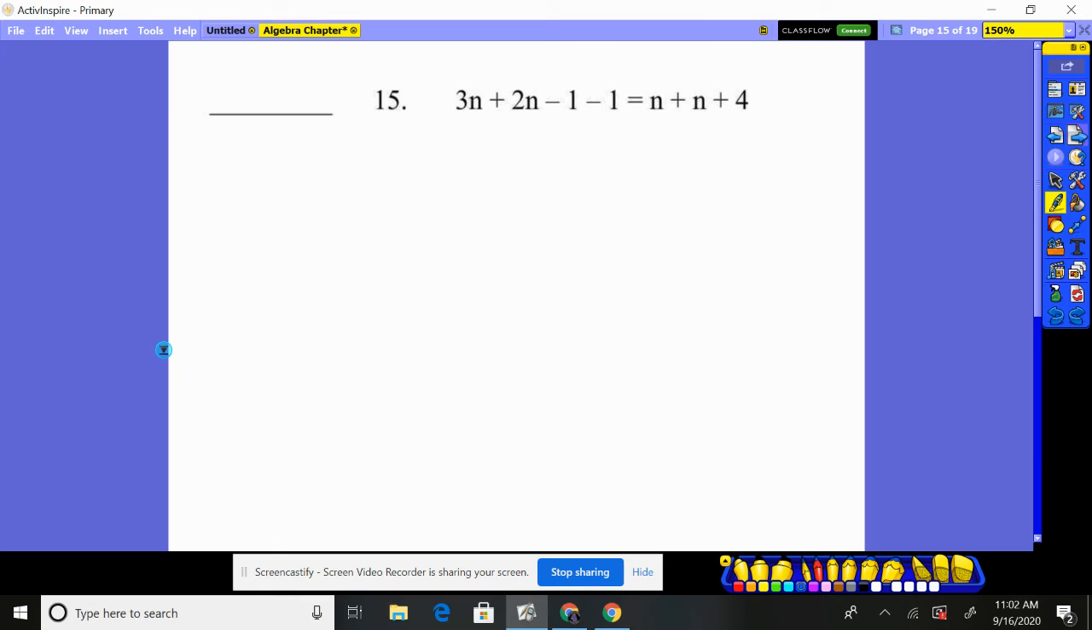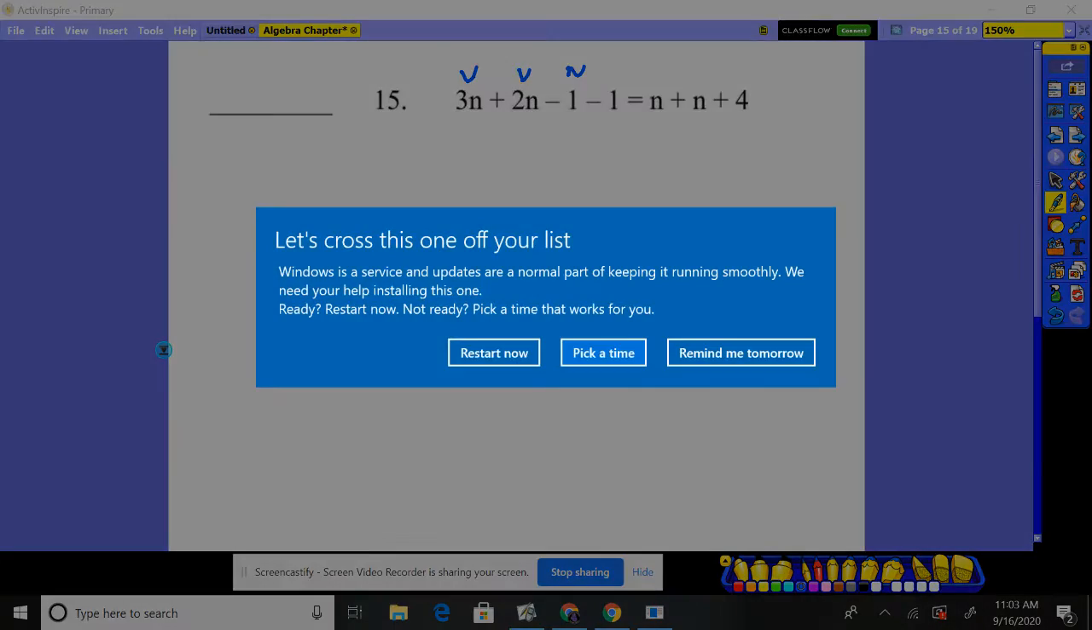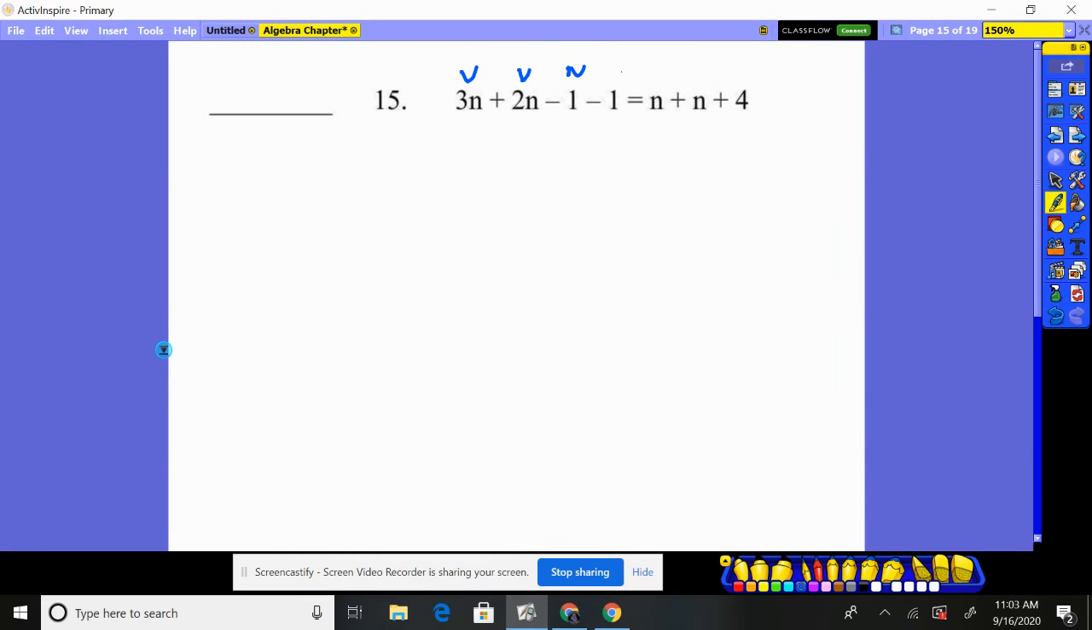Number 15. Well, you have a variable plus a variable minus a number equals a variable plus a number. So here's my equal sign. Let's put things together. Variable plus variable: 3n plus 2n, 5n. Now here, be careful. Lose one, lose another. You've lost 2. n plus n, that's 2n plus the number 4.